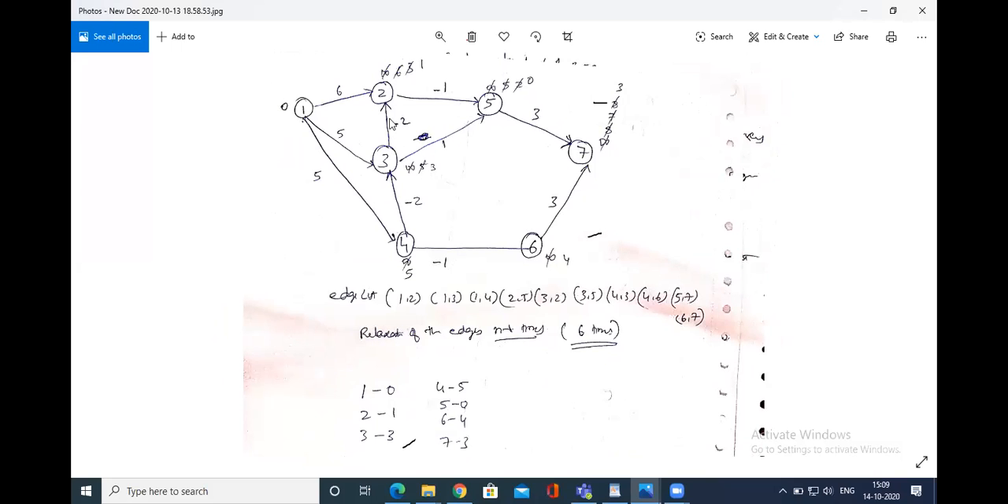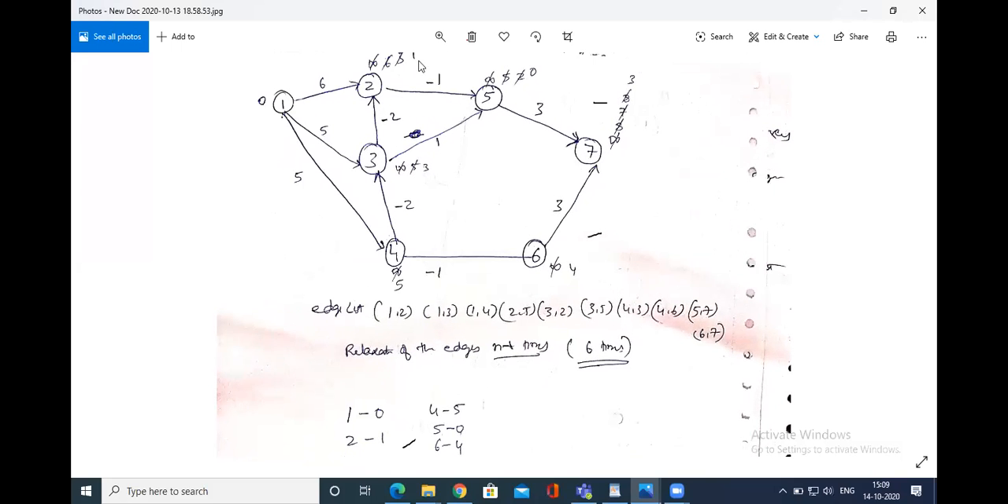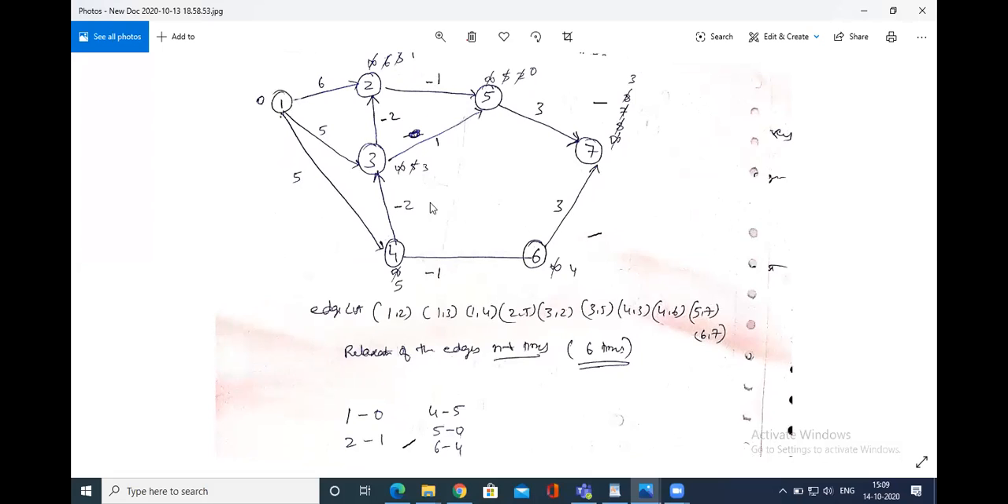So you could see this graph, all of you. How many nodes do we have? We have 7 nodes. So to solve using the Bellman-Ford algorithm, how many times do you do the relaxation? You have 7 vertices, so n minus 1 is 6. Relaxation of the edges has to be performed 6 times with respect to all the edges in the edge list.